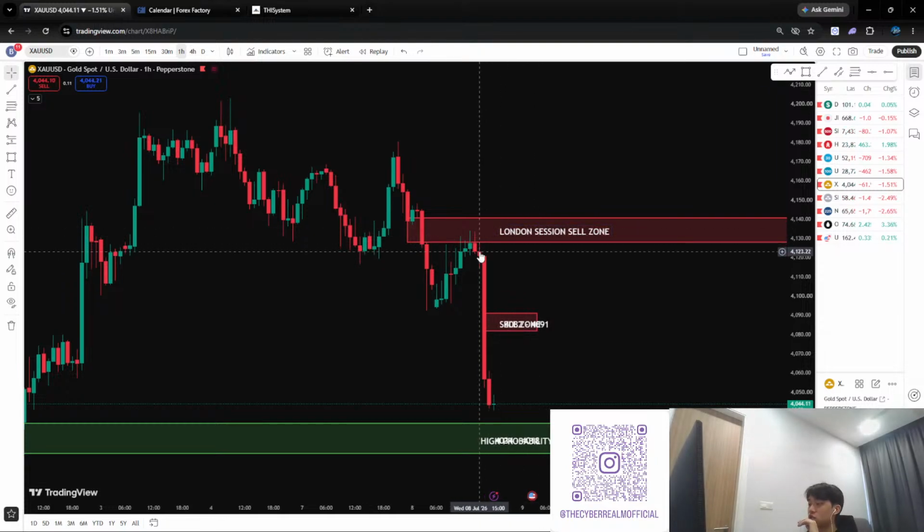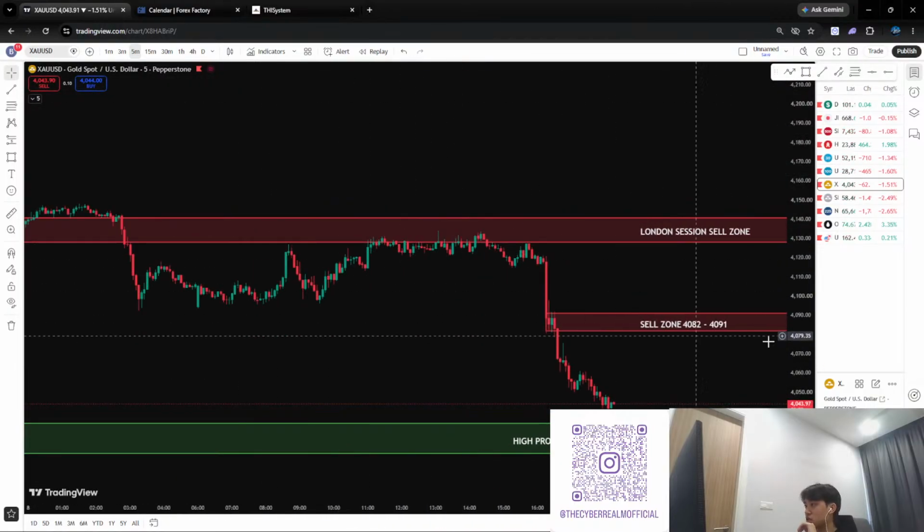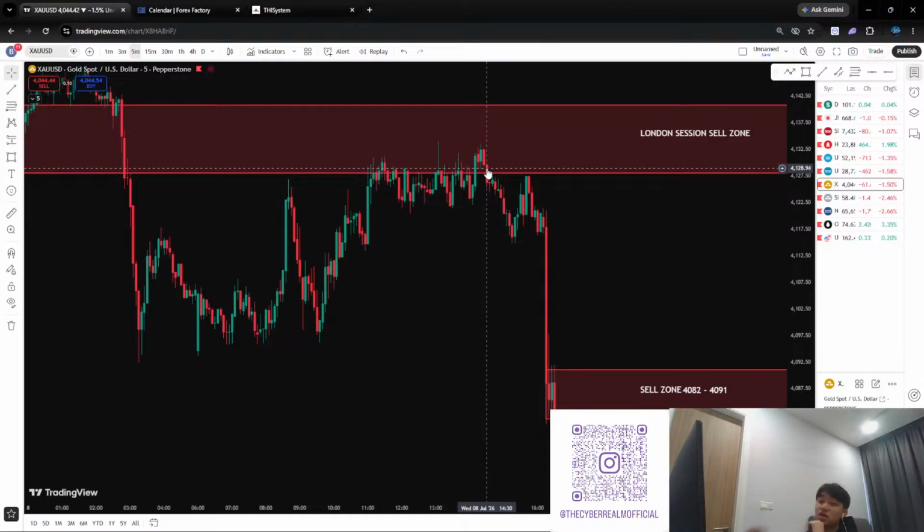So when we did our sell right here, we waited for confirmation such as the engulfing candlestick pattern before we actually entered our trade.